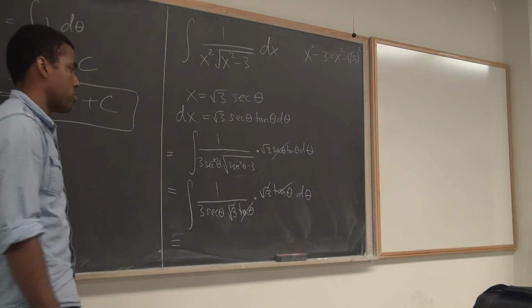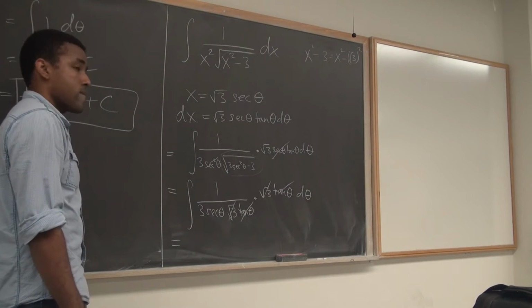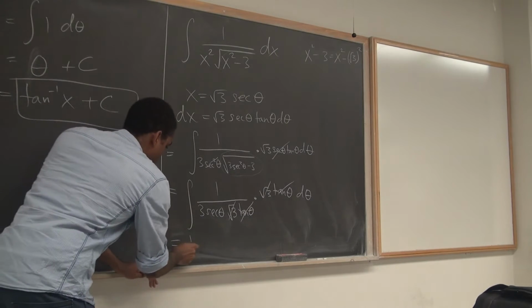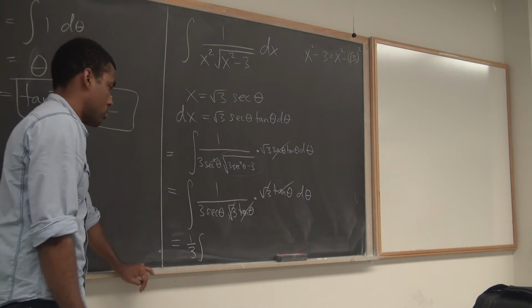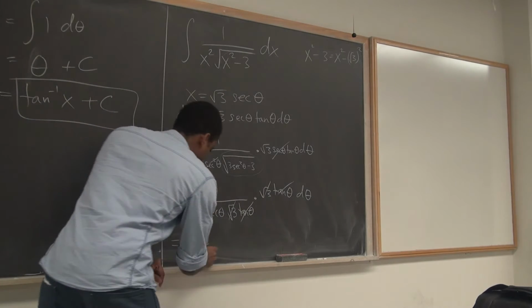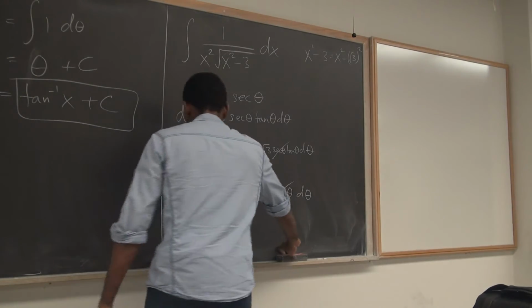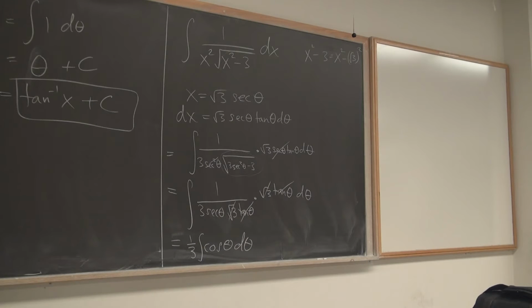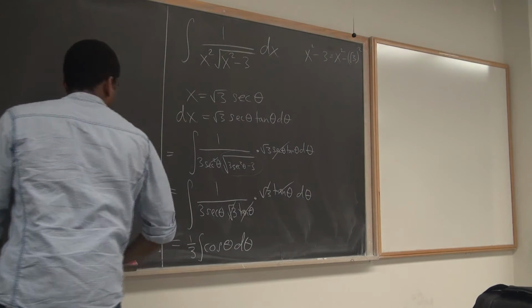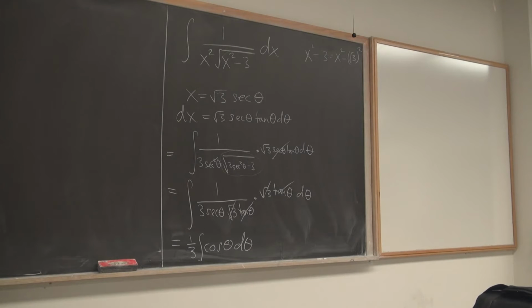How do you integrate that? I have 1 over 3 times the integral of cosine, because 1 over secant is cosine. And so what do we have now? Integral of cosine, 1/3 sine theta plus c.